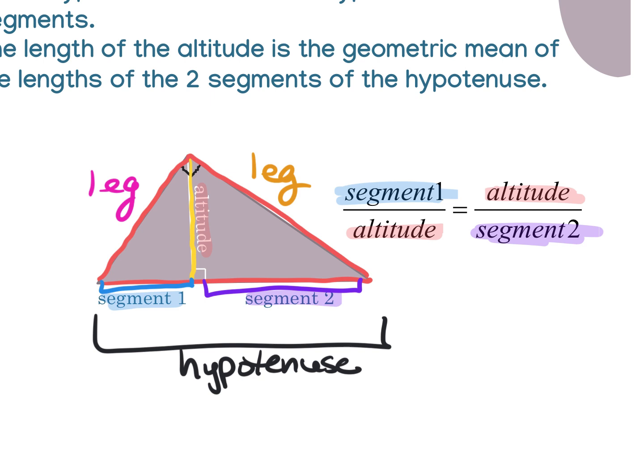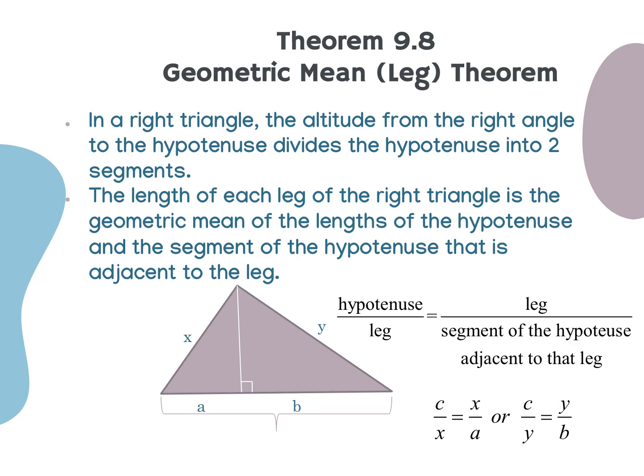So this is the geometric mean altitude theorem. Next, we're going to look at the geometric mean leg theorem. And we're going to have to use that proportion, one proportion for the pink leg and one for the gold leg. So let's take a look at that.